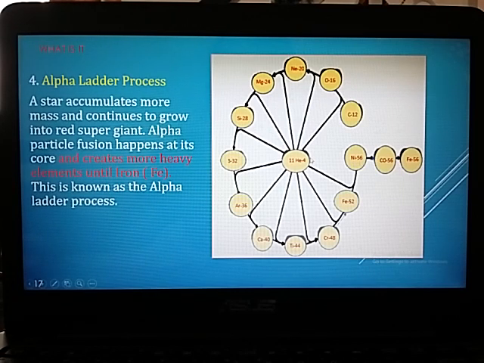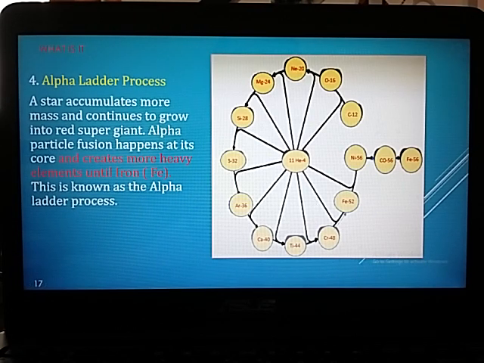So, sa alpha ladder process, a star accumulates more mass and continues to grow into a red supergiant star. Nagaganap ito sa supergiant star so that nag-fuse ang mga elements sa alpha or helium to become more and more elements. So, nasagot na ba yung tanong? Paano nagkakaroon ng maraming elements sa stellar or sa star?